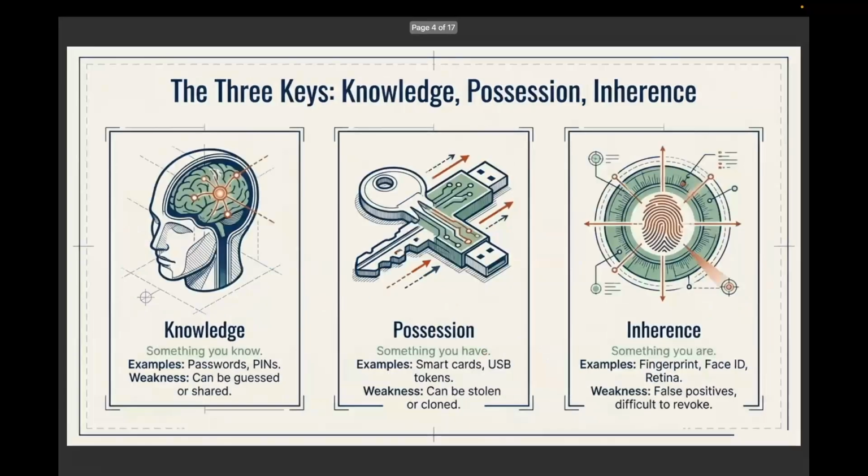There are three main authentication factors. First is knowledge, something you already know, for example passwords or PINs. The weakness is they can be guessed or shared. Second is possession, something you have, like smart cards or USB tokens. It can be easily stolen or cloned. Third is inherence, something you are, like a fingerprint, face ID, or the retina. The weakness is false positives, and it is difficult to revoke. These three categories form the foundation of authentication systems.